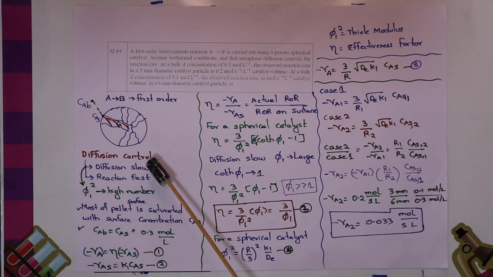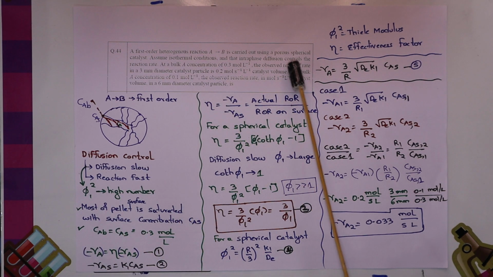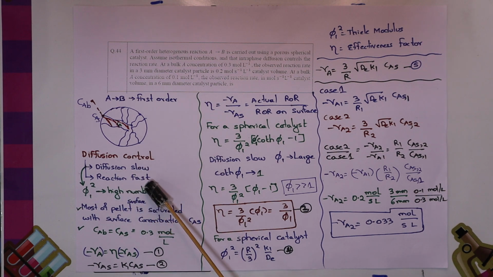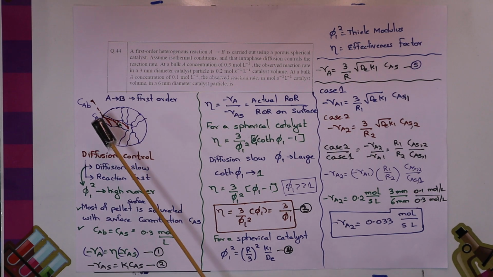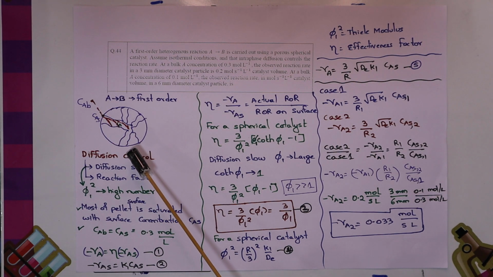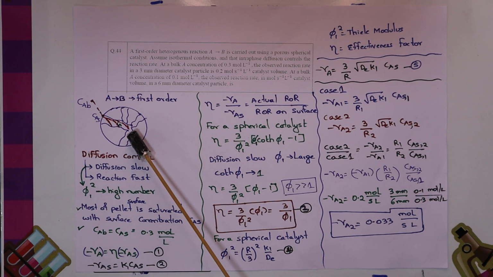In other words, if I say the diffusion is slow, the reaction is fast. That means the reaction is happening very fast, but the molecules are not coming onto the reactor surface as fast as compared to the reaction.